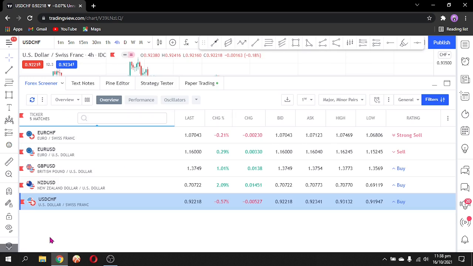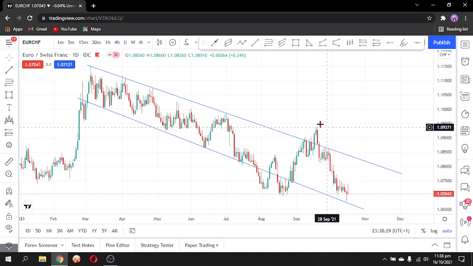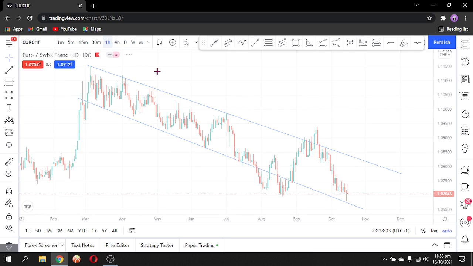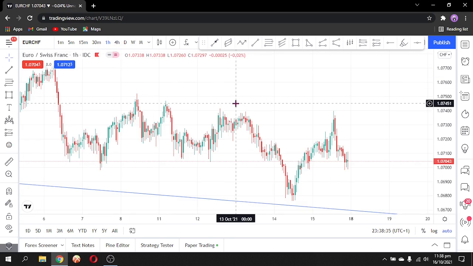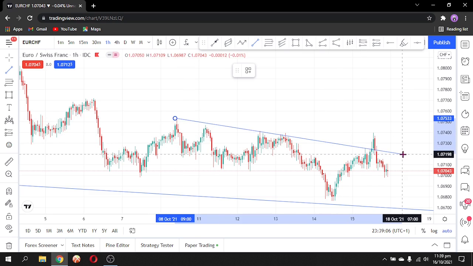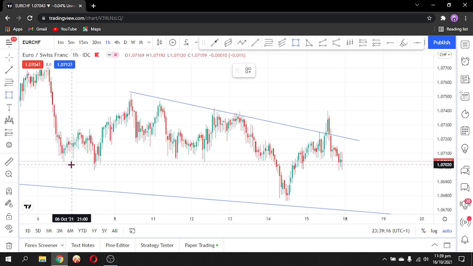The last currency pair we would look at is EURUSD on the daily time frame. We have a bearish resistance level and a bearish support level. If we go back to a smaller time frame like the 1 hour chart, we would notice that we have a bearish resistance and a horizontal support.